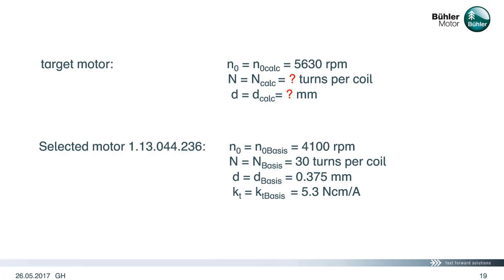The motor that we have selected out of our portfolio was the 113044236 with a no-load speed of 4,100 RPM, 30 turns per coil, 0.375 mm wire diameter, and the motor has a KT of 5.3 Newton centimeters per amp. For this motor, we can now calculate the copper filling, which is 3.31 square millimeters. We also know that this copper filling is a constant, so the filling of our target motor should be identical.